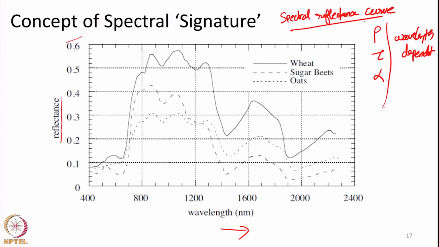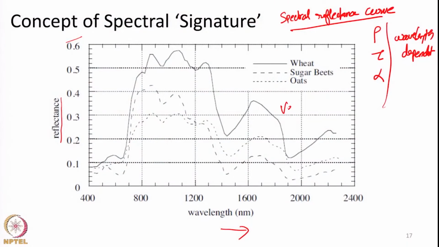If we get this spectral reflectance curve for various features on the earth's surface like vegetation, water, sand, urban materials, ice, snow, we will see that different classes of features have a characteristic shape of curve. The curve given in this slide is for vegetation. The vegetation curve has this characteristic shape: a small peak, a valley, a large peak, and a lot of small valleys in between.